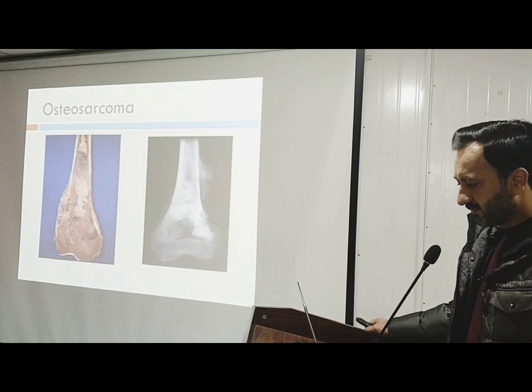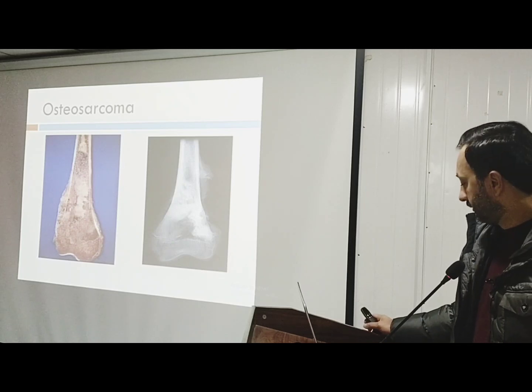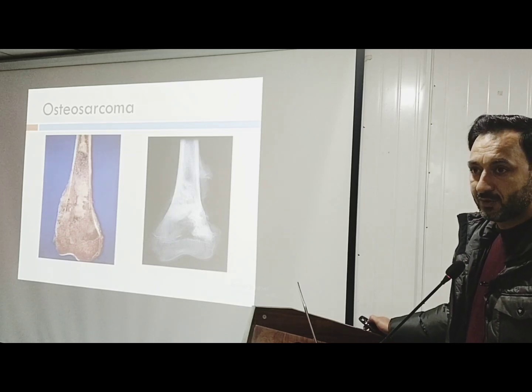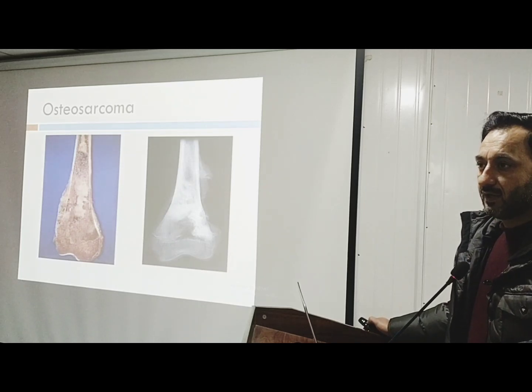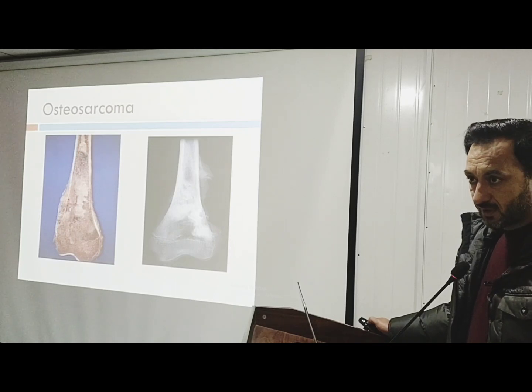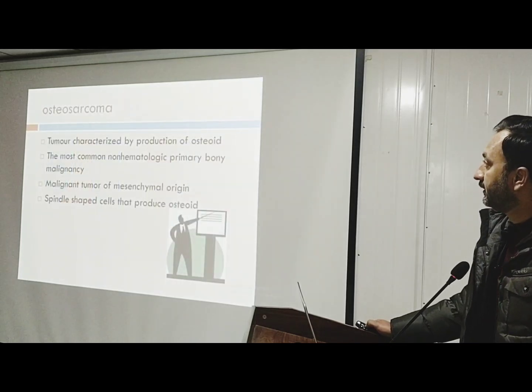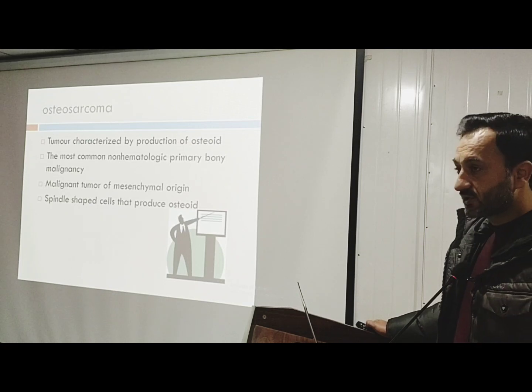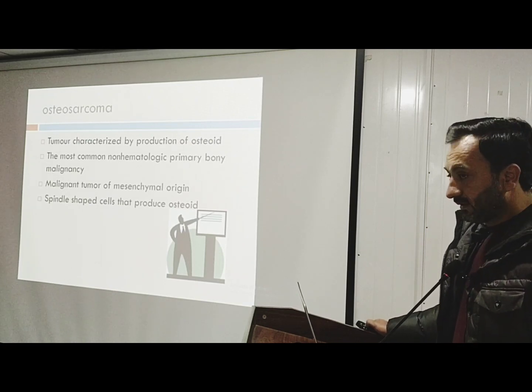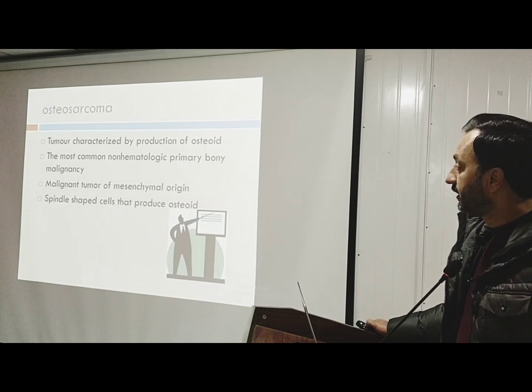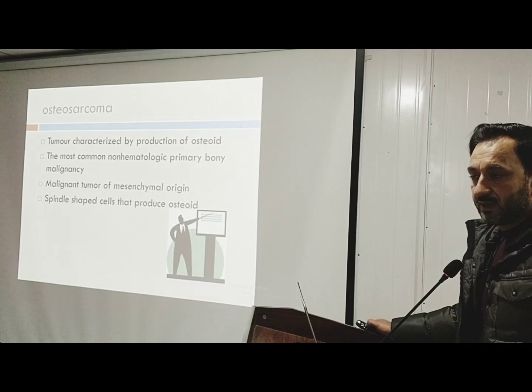As the name indicates, osteosarcoma is derived from the bone. So this is the sarcoma of the bone. It is the second most common malignancy in pediatrics. It's characterized by the production of osteoid, and it's the most common non-hematological primary bony malignancy. And it's mesenchymal in origin.